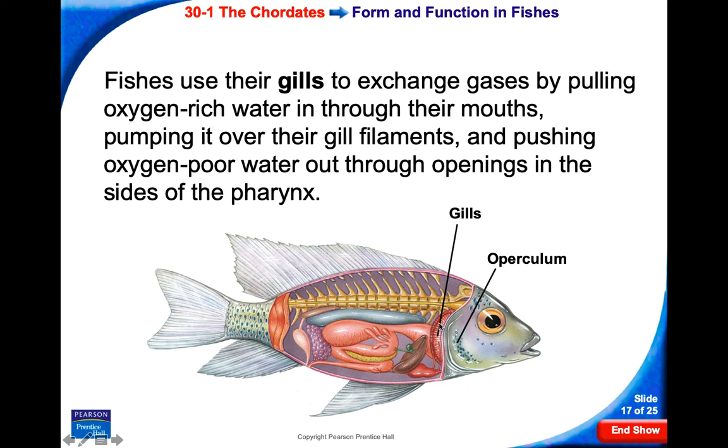And then the water that ends up leaving, or what's left, is water that has very little oxygen in it, and that gets pushed out through the openings on the sides of the pharynx, which are part of those pharyngeal pouches that we mentioned. Okay, the operculum from the outside is just this large, bony flap that covers those openings in the side of the pharynx. That's the job of that operculum.